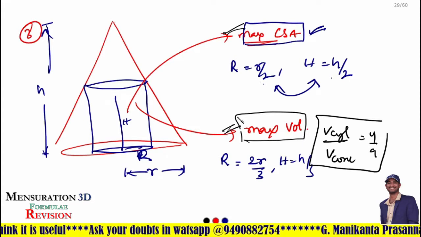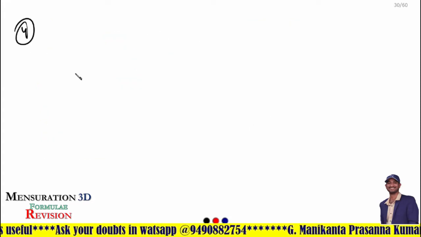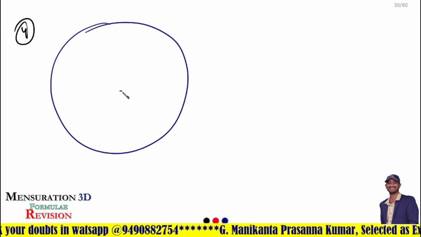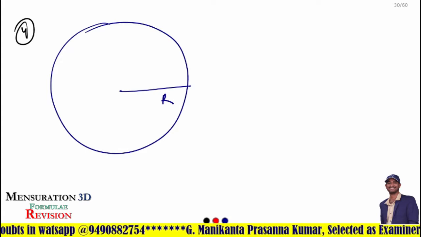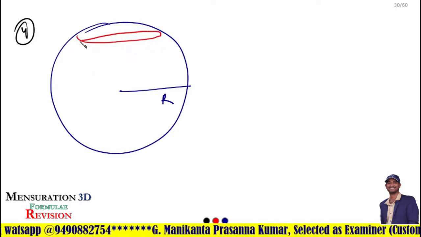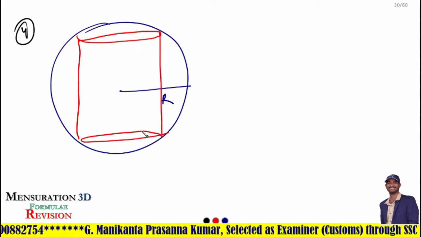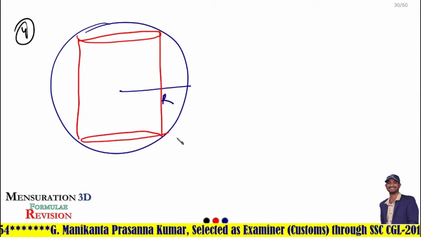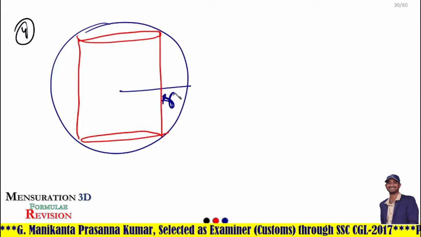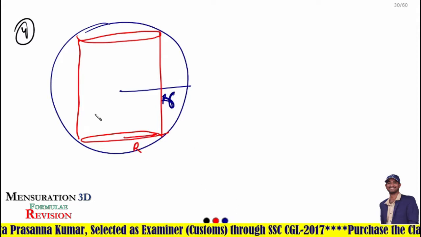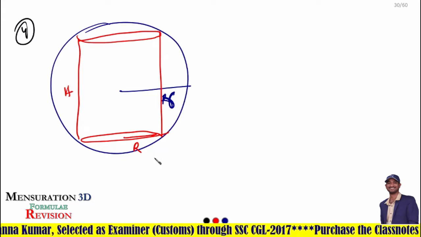Next, fourth one, cylinder inscribed in a sphere. It is a sphere of radius r. A cylinder is inscribed in a sphere with maximum volume. I can write the radius of the sphere as small r and the dimensions of the cylinder as capital R and capital H.